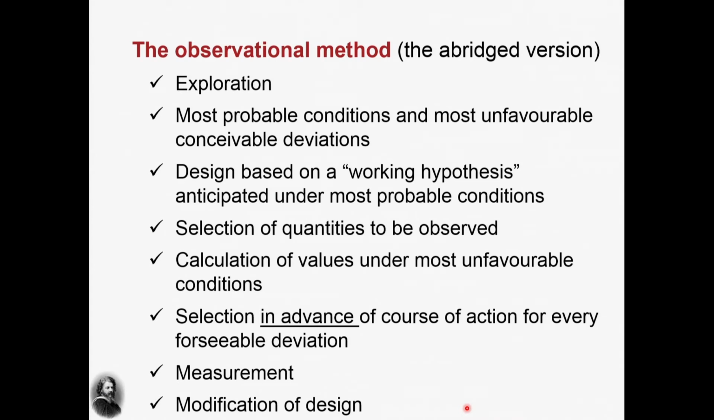And the abridged version of the observational method has these steps: site exploration, find the most probable conditions and the most unfavorable conditions. You design based on the working hypothesis, anticipating the most probable condition, like a mean value. You select the quantities that you observe. You calculate the values for the most unfavorable condition, and then you will observe those. Then you select in advance the course of action for every foreseeable deviation from the mean behavior. And then you measure, and then you modify the design as you go.